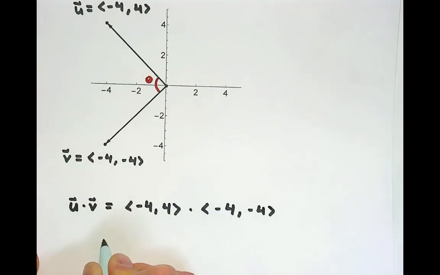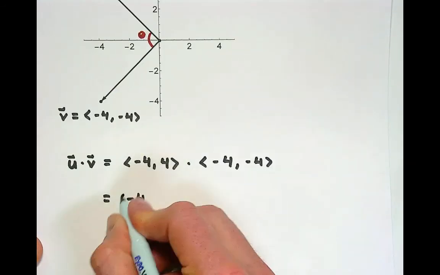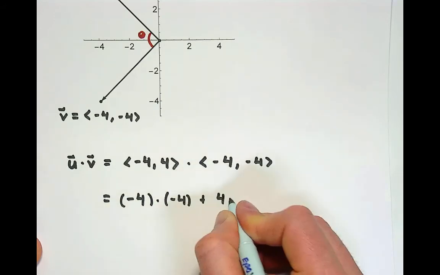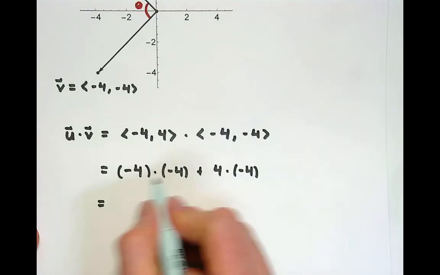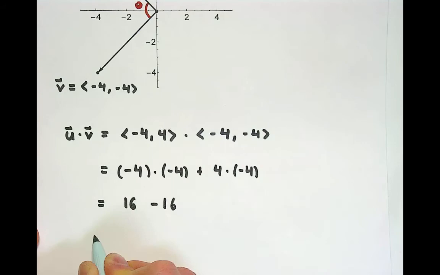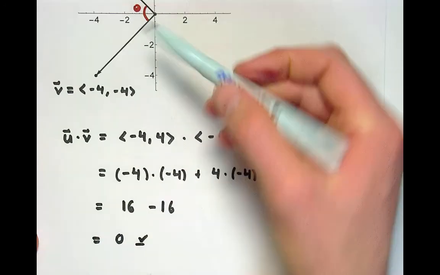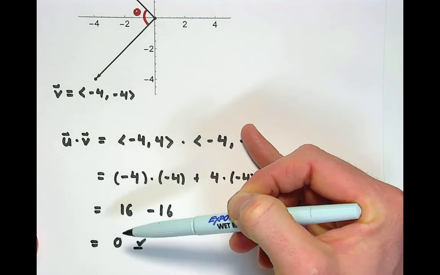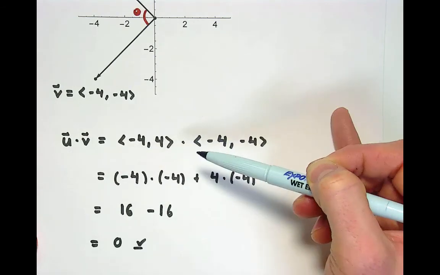Let's take a look. When I take the dot product here, I'm going to multiply -4 times -4, and I'm going to add that to 4 times -4. Here we get the same component. This is positive 16 minus 16, and of course we get 0, and we see that an angle of 90 degrees corresponds to an output of the dot product of 0 under this component definition.